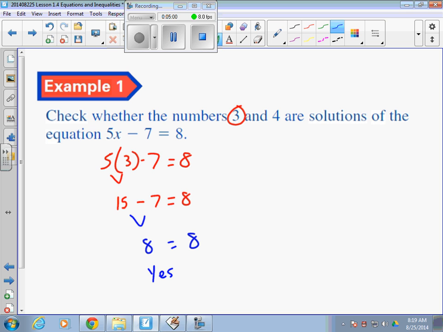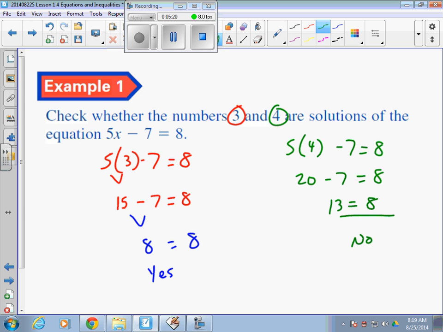Based on what we said a minute ago, once we have a solution to an equation like this, it's impossible for the other one to be the solution. But let's go ahead and plug it in just to make sure. When you plug in the number 4, 5 times 4 minus 7 equals 8. 5 times 4 we know is 20 minus 7, and 20 minus 7 is 13. Notice that is not a true statement, therefore it is not a solution.